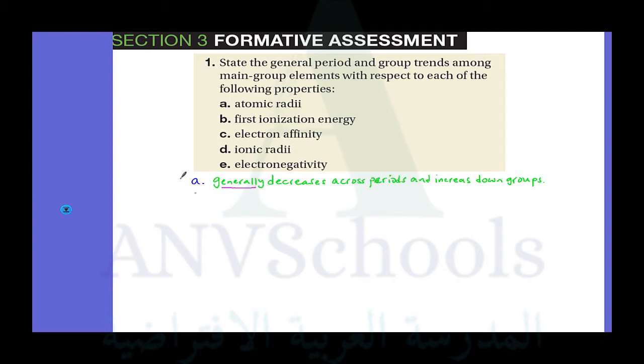B, again, first ionization energy. First ionization energy generally increases across periods and decreases down groups.